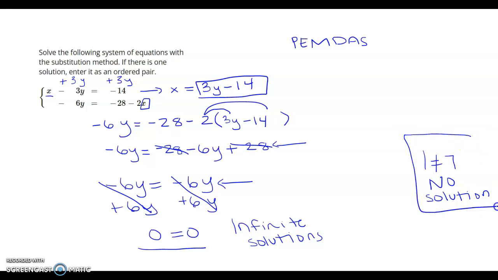Okay, so you solve this similarly to other problems, but you just have to know to stop when you get to a point where all the variable terms have canceled out and you're just left with constant terms.